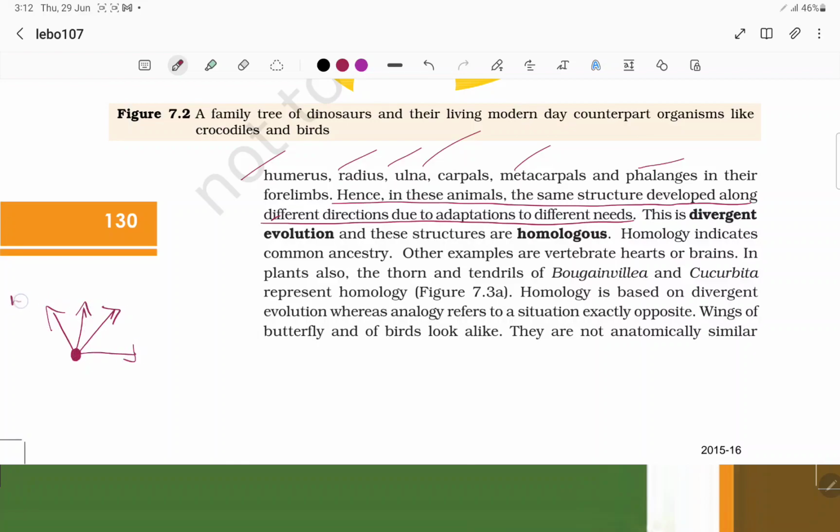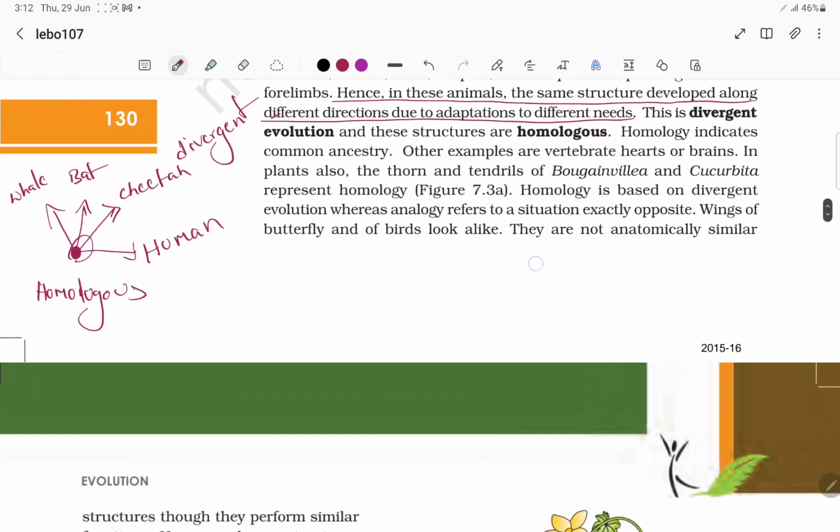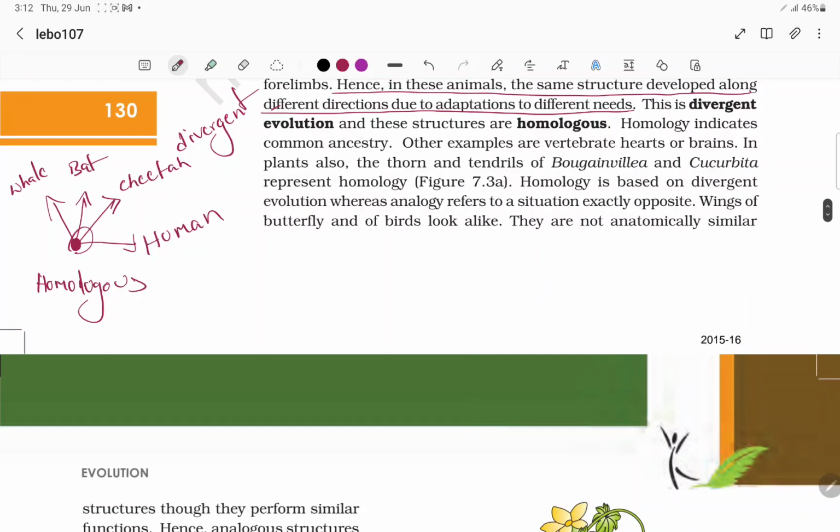We have the whale, bat, cheetah, and the humans. All have the common structure, but they are doing different functions. This type we call homologous, meaning common point, and this is divergent evolution. So in divergent evolution, these structures are homologous because they came from the same origin. Homology indicates that they came from a common ancestry.